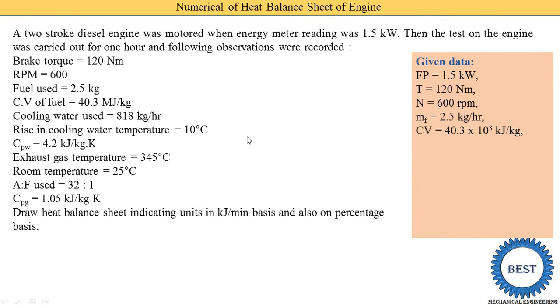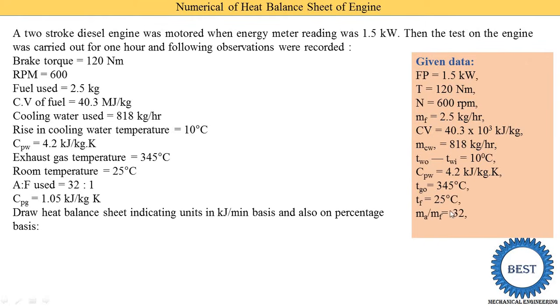Then the calorific value CV is 4.30 into 10 raised to 3 kilojoule per kg. Cooling water used, MCW, is 818 kg per hour. Cooling water temperature difference, outlet temperature minus inlet temperature of water, is 10 degrees centigrade. Specific heat of water is 4.2, exhaust gas temperature TGO is 345, room temperature TF is 25 degrees centigrade. Mass of air upon mass of fuel is 32 divided by 1, so the answer is 32. Specific heat of gas is 1.05.